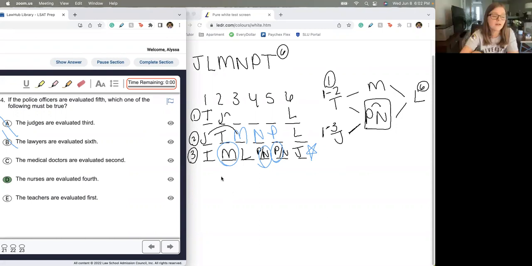Okay. Yeah, because a must be true has to be true 100% of the time. So if I have a diagram where J is actually evaluated fourth and not third, that one valid diagram proves that it does not have to be 100% true that J is in third. Because I have 1% of the time where J is in, I think I said, fourth or something like that. Does that make sense? Yeah. Awesome.